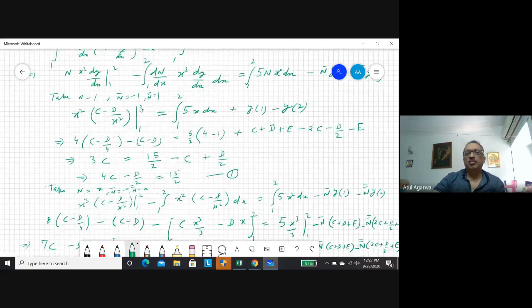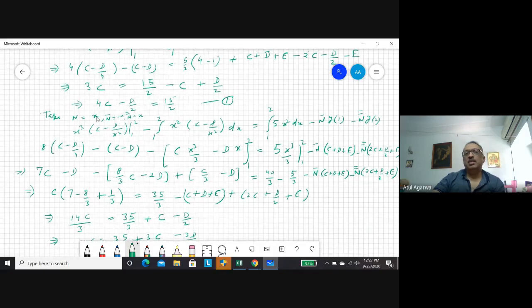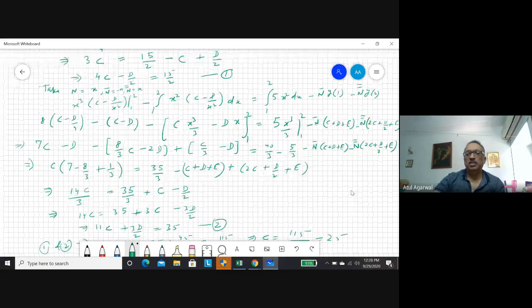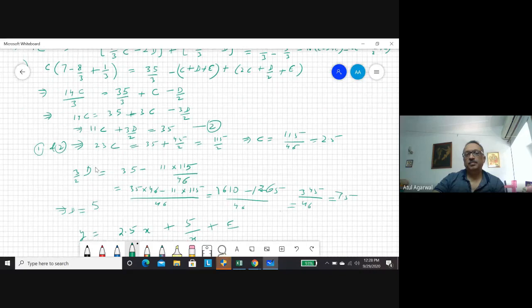So you generate an equation by choice of this weighting function. Next time you choose a weighting function like this, for shape function n. Again you do the integration and you generate this equation. This is your second equation. Equations 1 and 2 give you these values. You get the values of c and d.